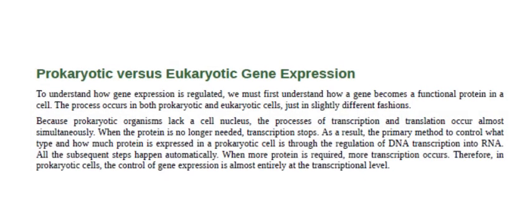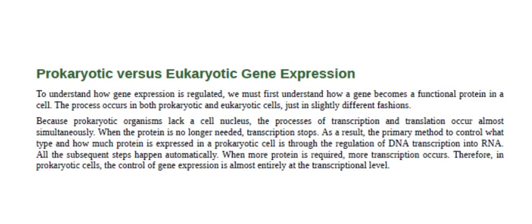Prokaryotic versus eukaryotic gene expression. To understand how gene expression is regulated, we must first understand how a gene becomes a functional protein in a cell. The process occurs in both prokaryotic and eukaryotic cells, just in slightly different fashions. Because prokaryotic organisms lack a cell nucleus, the processes of transcription and translation occur almost simultaneously. When the protein is no longer needed, transcription stops.